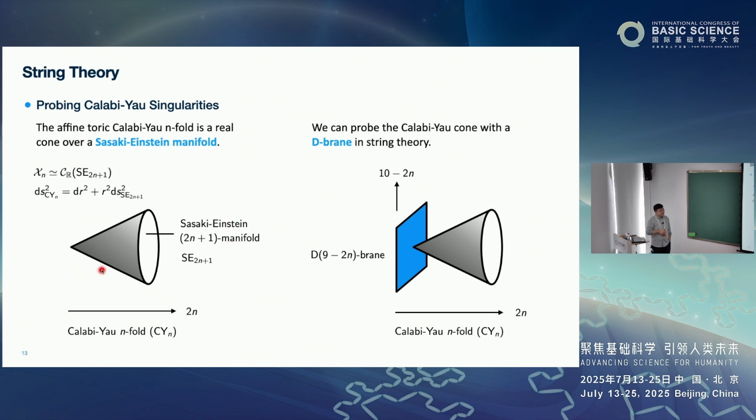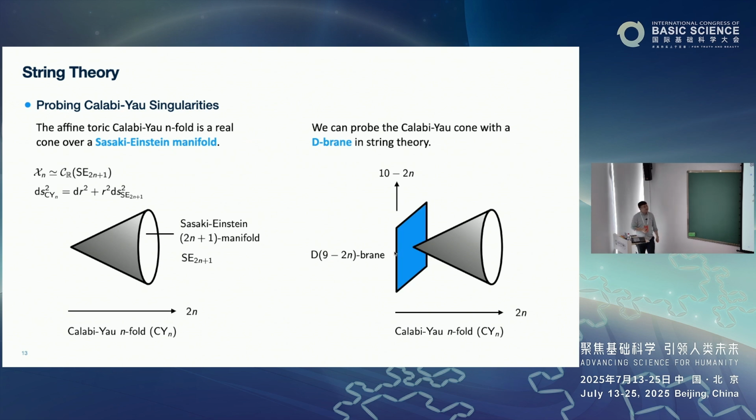Because this is a real cone, you have a conical singularity, which can be probed in string theory by an appropriate brane. So if I have a Calabi-Yau n cone, an n-dimensional cone, which occupies 2n real dimensions, then in string theory, I have 10 minus 2n dimensions remaining, which can be occupied by a D(9 minus 2n) brane. So we call these probe branes that we can put on the conical singularity of such Calabi-Yau n-folds.